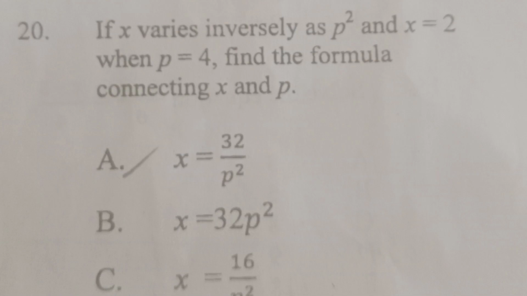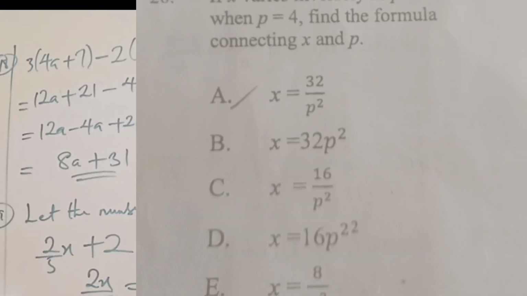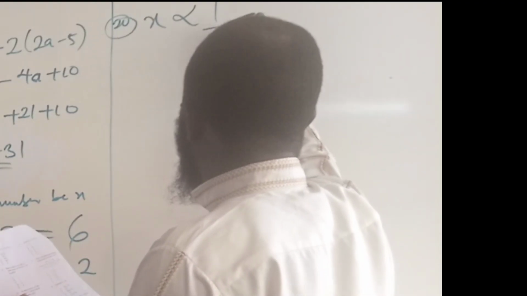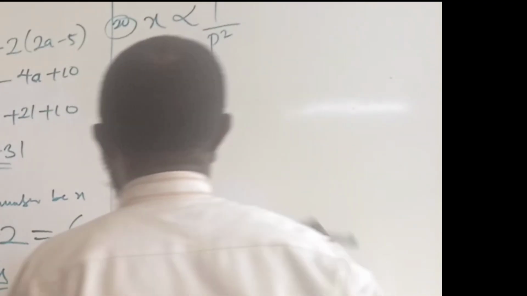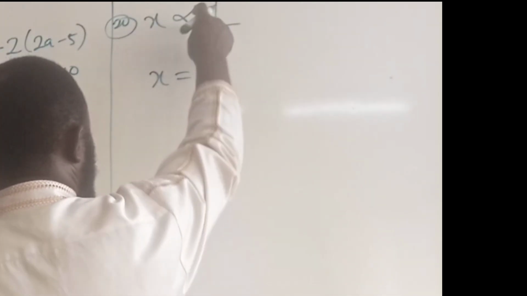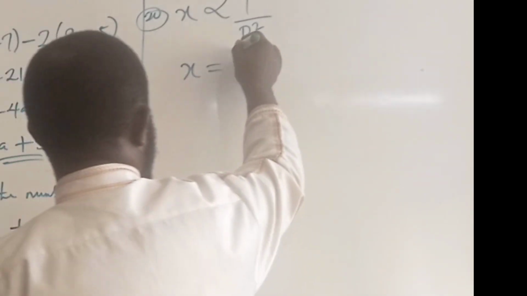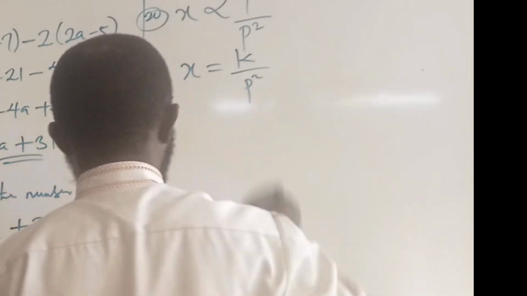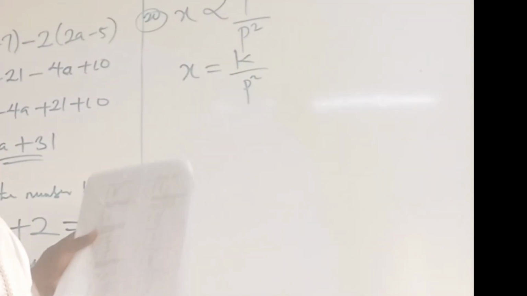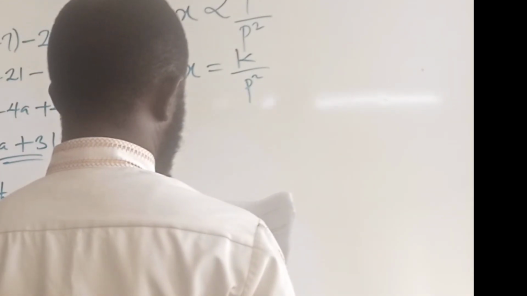Number 20. If x varies inversely as p squared. This is another question on variation. Inverse means 1/p. So x varies inversely as what? p squared. Given that, x will be equal to, so we introduce our constant again. Our constant will be k divided by what? p squared. Right?